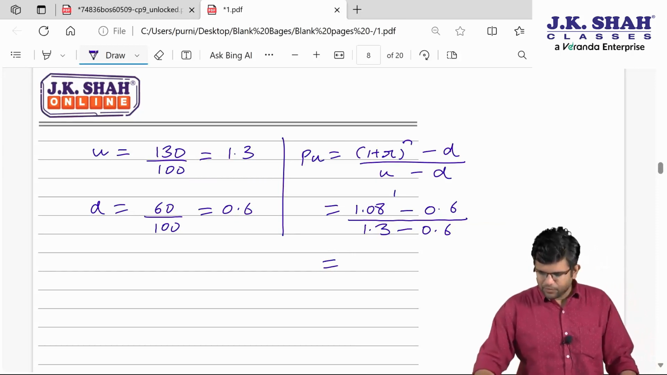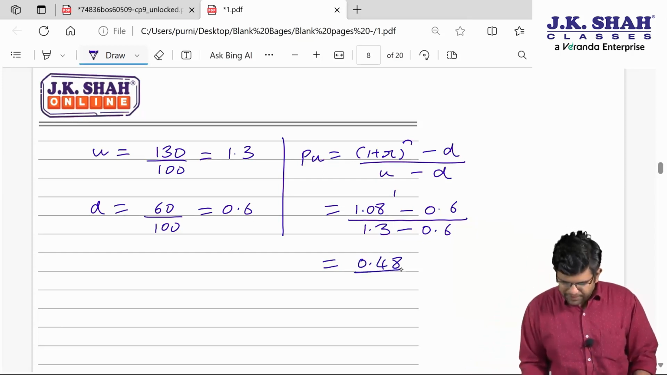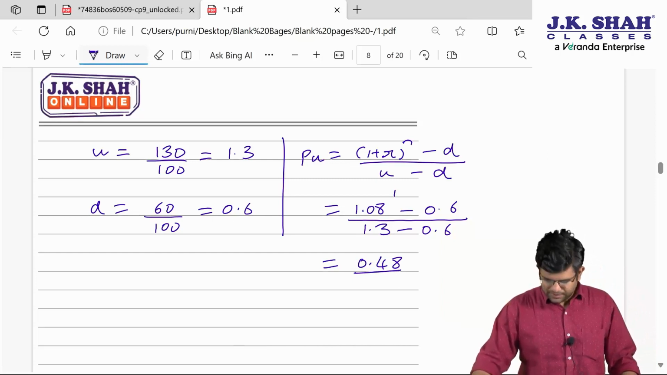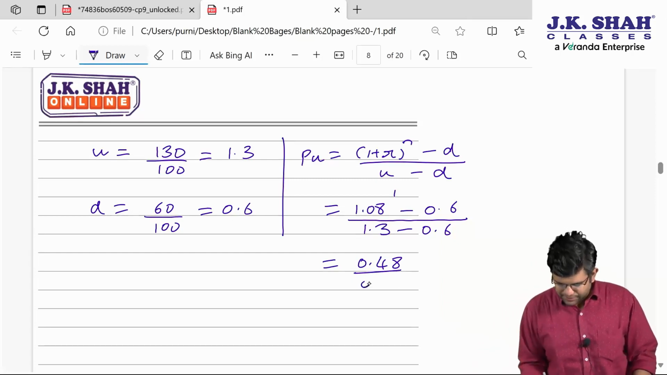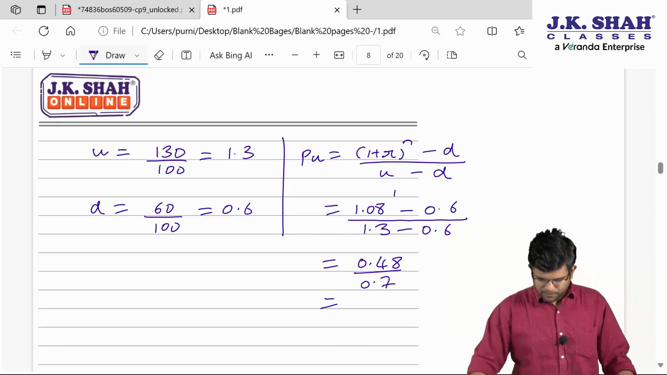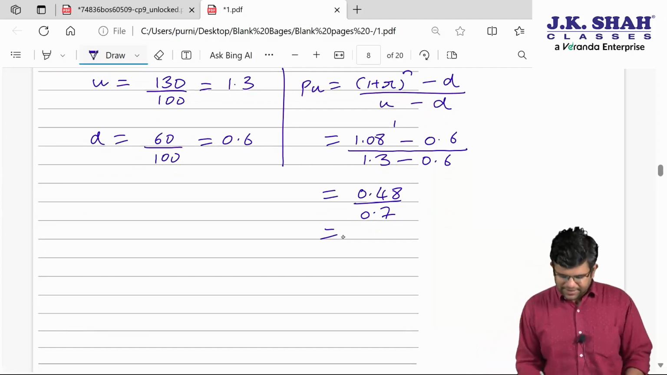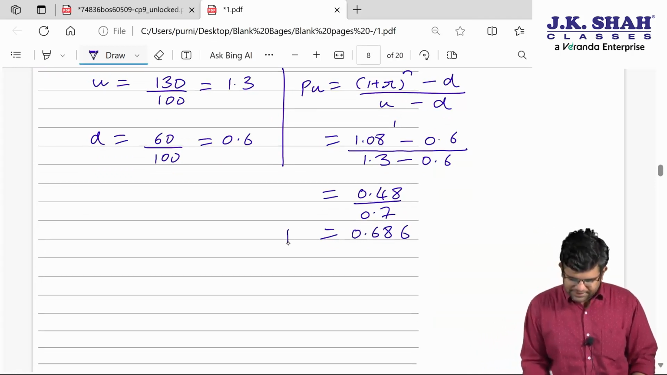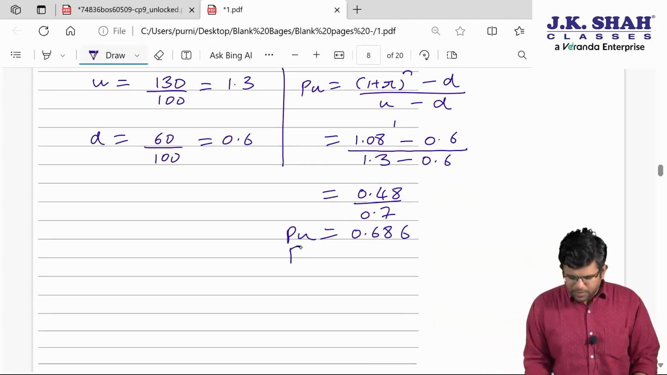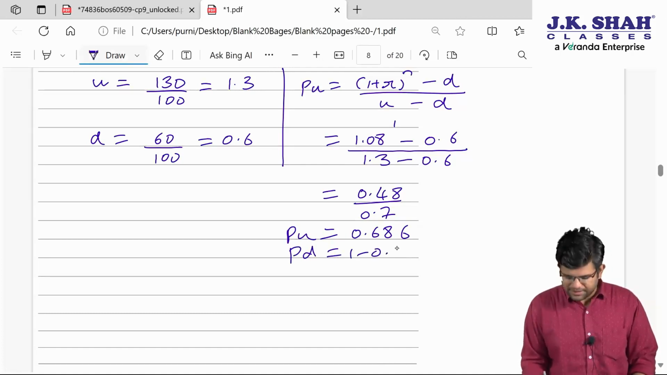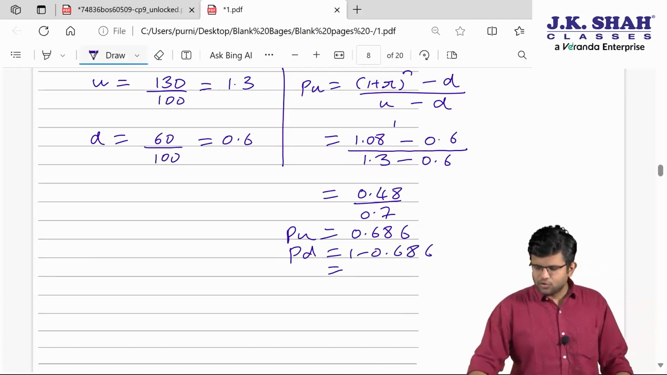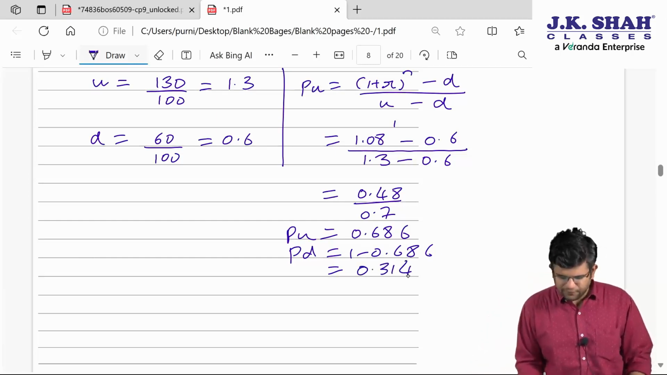So on the calculator, 1.08, okay, I'll type again, 1.08 minus 0.6, this is 0.48, and then in the denominator 1.3 minus 0.6, that is 0.7. If we solve this, 0.48 divided by 0.7, you get 0.686. Okay, 0.686 is the probability of the upside. Probability of the downside will be 1 minus 0.686. So 1 minus 0.686, that comes to 0.314.